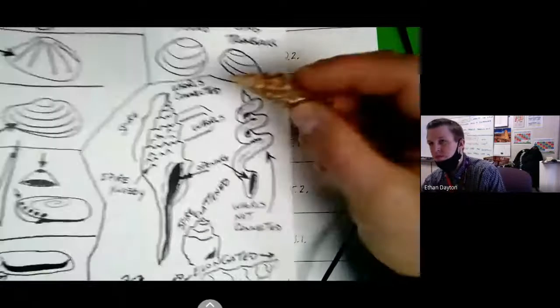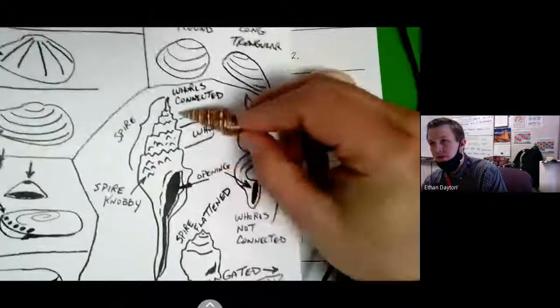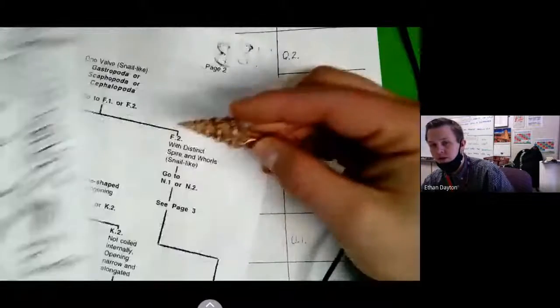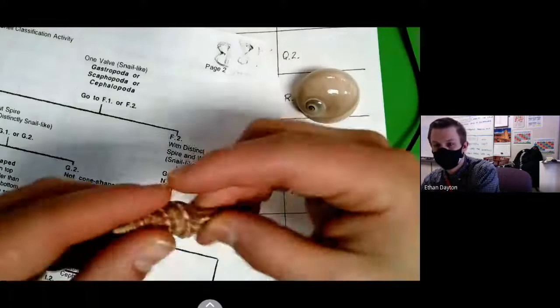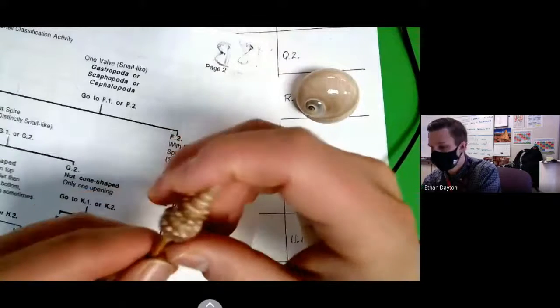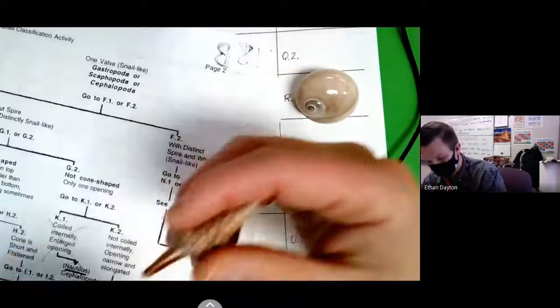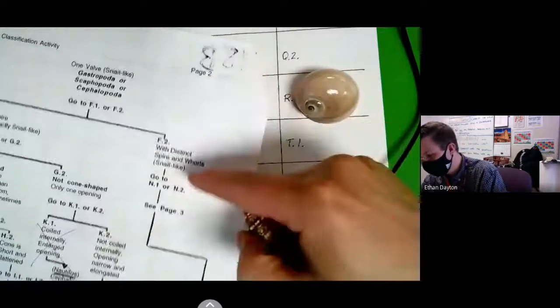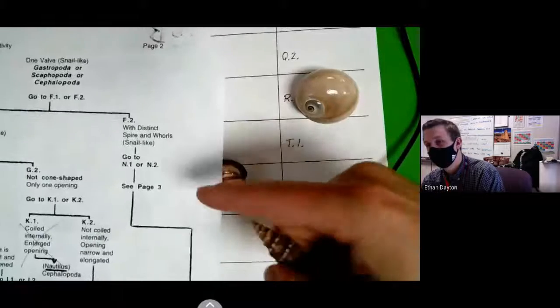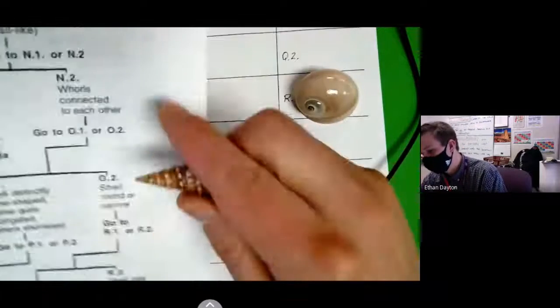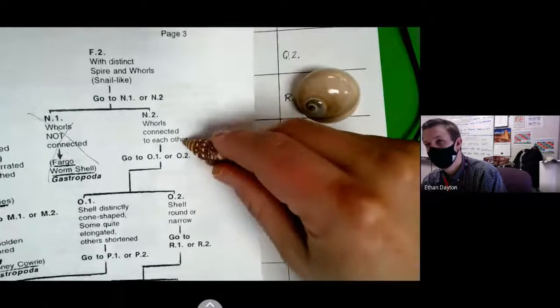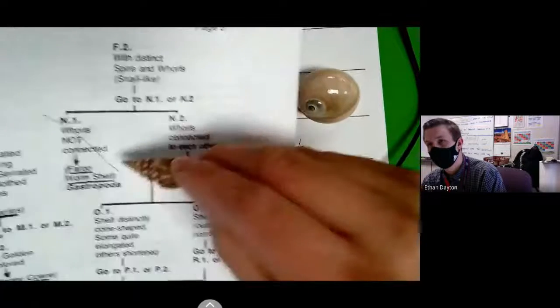So here's what spire means. Spire is this portion here. Does it have this or not? Yes. Yes, it does. It does have a spire. Okay. With distinct spire, we're going to go to N1 or N2. Okay. Are the whorls connected to each other? Yes, they are. There is no Fargo worm shell, I'll tell you that. Go to O1 or O2.